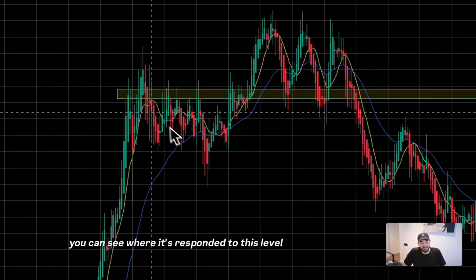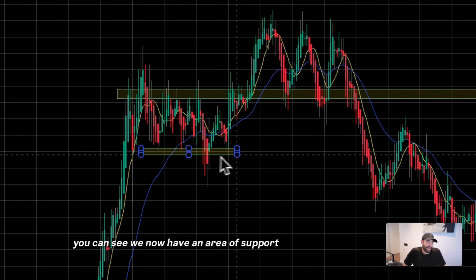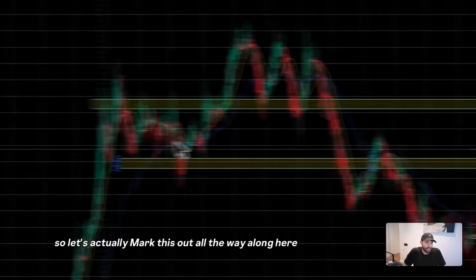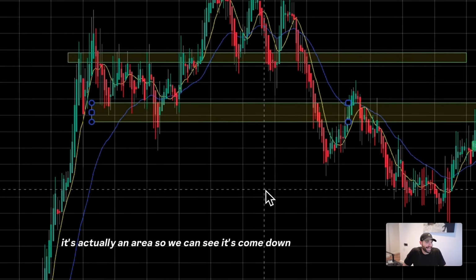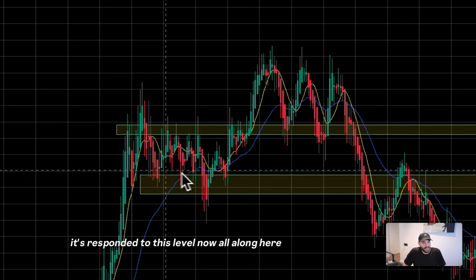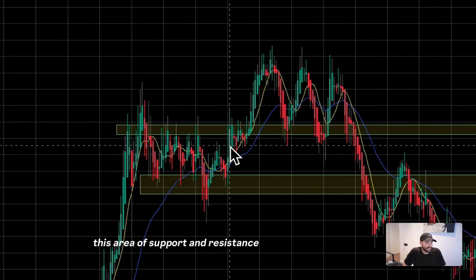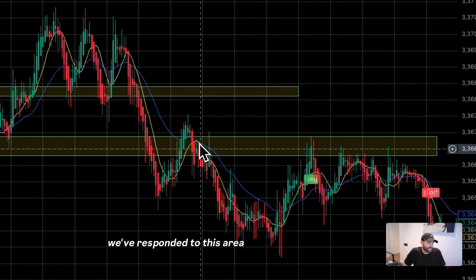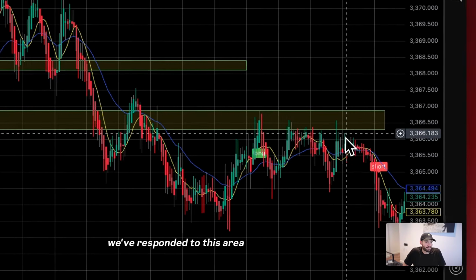So let's take another example. You can see where it's responded to this level right here and we've come back down. You can see we now have an area of support. So let's mark this out all the way along here. And remember guys, it's not a level, it's actually an area. We can see it's come down, it's responded to this level all along here. So we're consolidating across this area of support and resistance. And then we've broken through again, we've come down here, and again, we've responded to this area. We've come down again, and we've responded to this area again and again.